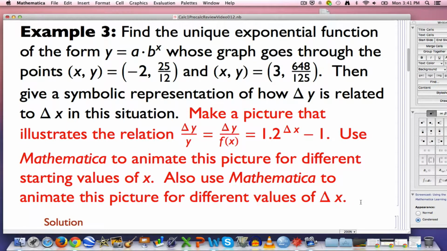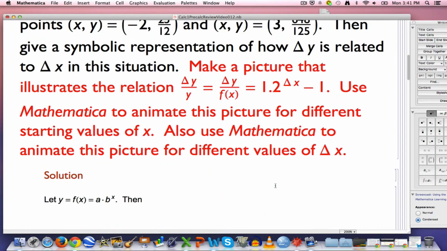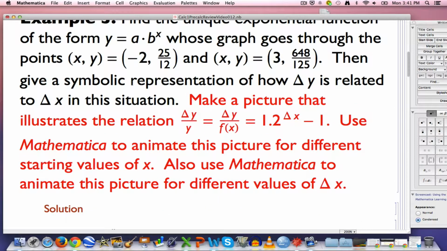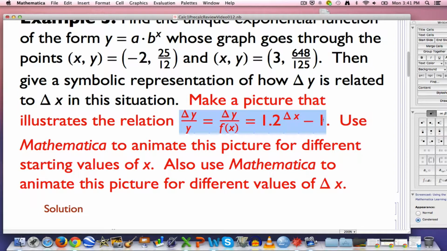Here's the example we've been looking at recently. We fit all these points with an exponential function. What function? Right down here, 3 times 1.2 to the x. And then using that particular example, we tried to get a symbolic representation of how delta y depended on delta x. We imagined x starting at a value x, changing by an amount delta x, and looking at how the change in y is affected by that. It was fairly complicated, more complicated than for linear functions. But we made it a little simpler by dividing everything by y, or f of x, to get this equation.